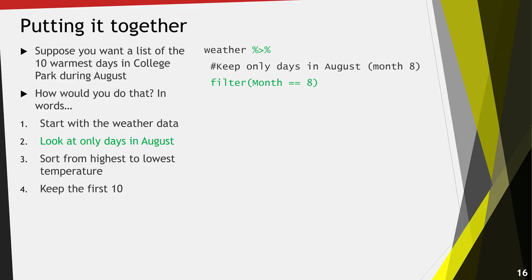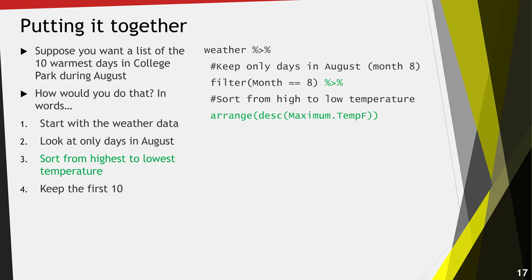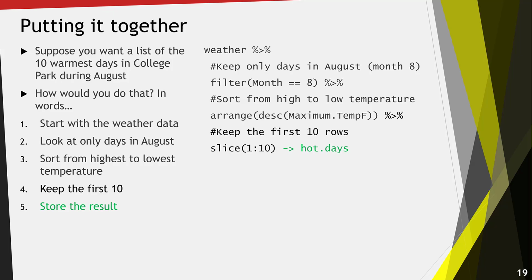The result of this operation will be that you will only have observations from August. After that, you'd like to sort data from highest to lowest temperature. Again, you could pipe this result to the arrange statement and then sort by maximum.tempf in descending order. So now, as a result of these chained operations, you have the weather data in August, starting with the highest temperature and then moving downwards from there. You'd like the 10 hottest days. So what you'd like to do is keep the first 10 observations. Again, you can do that using the slice verb, keeping the first through the 10th observations. The last thing you might like to do is store this result. And again, you can do this using the assignment operator and store it in a new variable called hot.days.